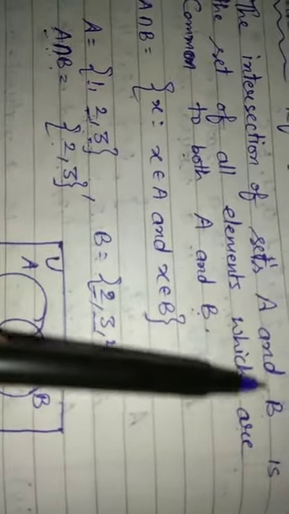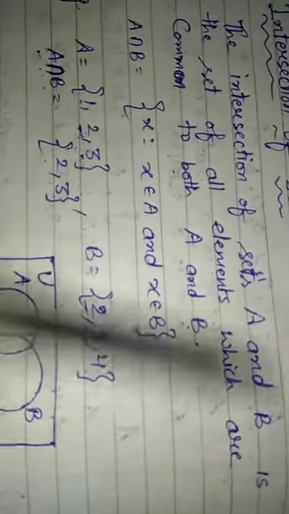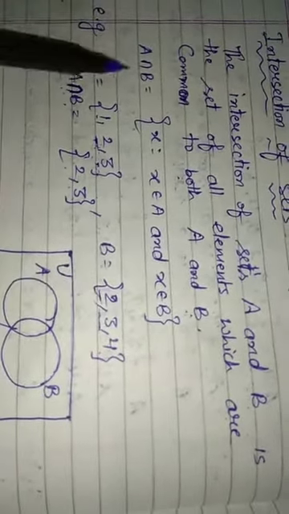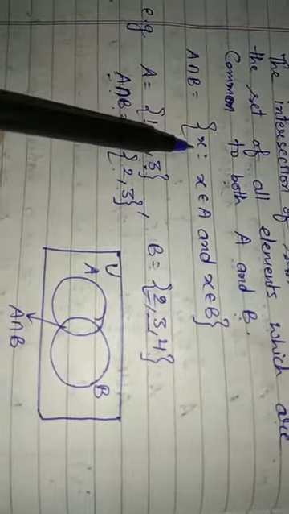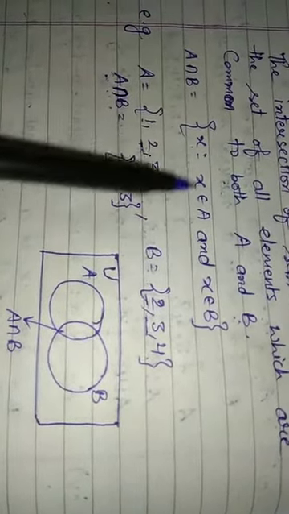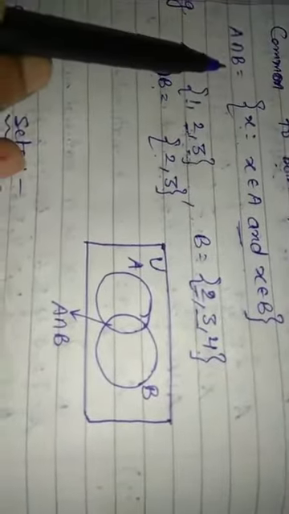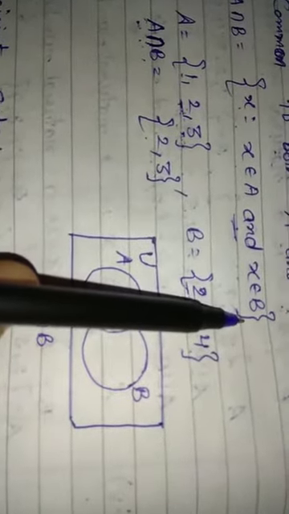According to the definition, the intersection of sets A and B is the set of all elements which are common to both A and B. So A intersection B is equal to {x such that x belongs to A and x belongs to B}. In union this is OR, but in intersection this is AND. x belongs to A and x belongs to B.